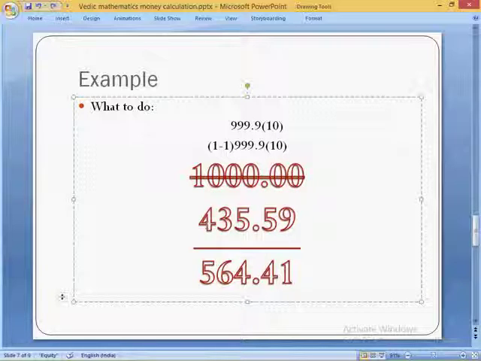Now what I have to do, I have to subtract this 4 from this 9, which will give me 5, then I have to subtract 3 from this 9, which will give me 6. Then I have to subtract 5 from the 9, which will give me 4. And then I have to subtract this 5 from the 9, that will give me 4. And then I have to subtract this 9 from this 10, which will give me 1.